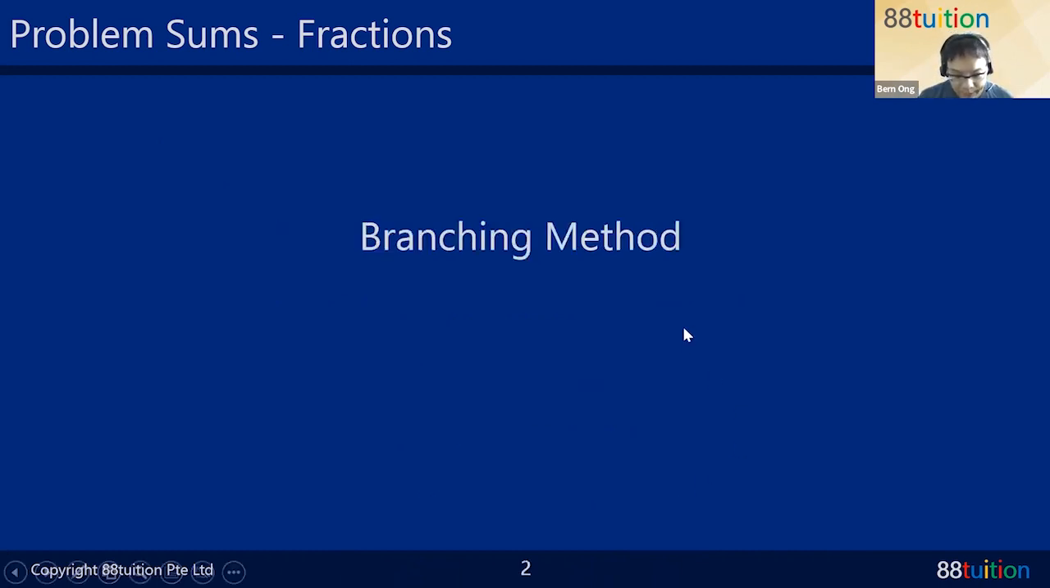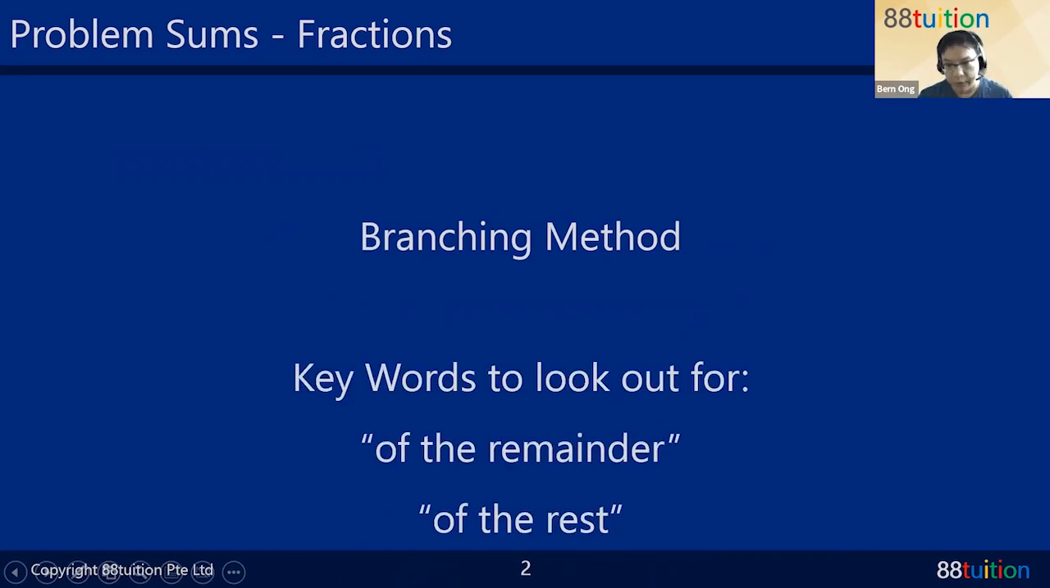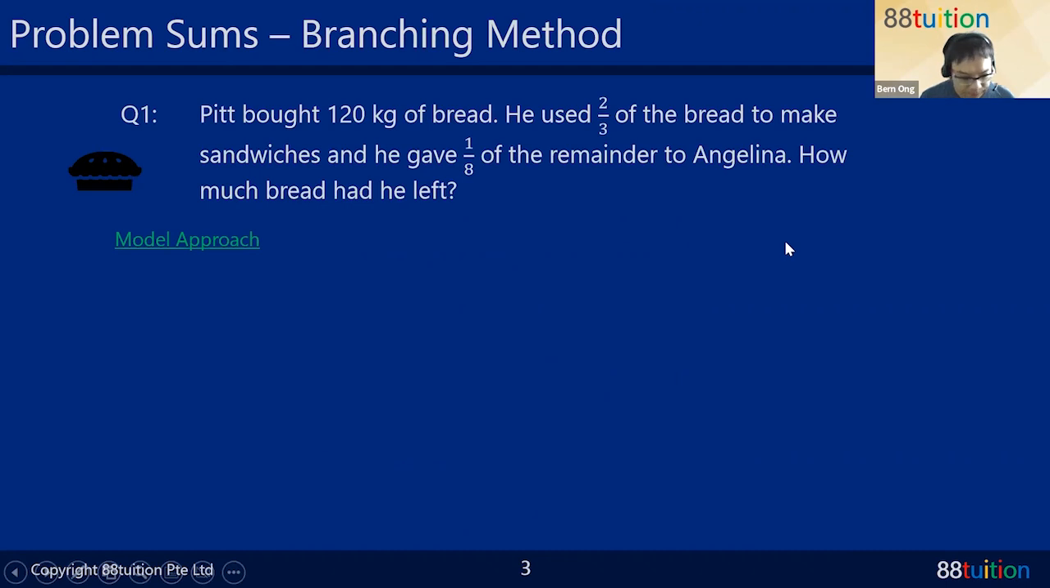Okay, so for the branching method, some of the keywords to look out for include "of the remainder" and "of the rest". When you see something called "of the remainder" or "of the rest", it means that you can try to use the branching method to express the clues. This branching method is not only a way to do the question, it's also a way to display the information that you have. That's why I say it's very useful. Let's check out what kind of question looks like a branching method question. Let's take a look at this.